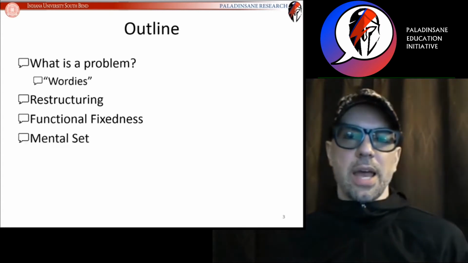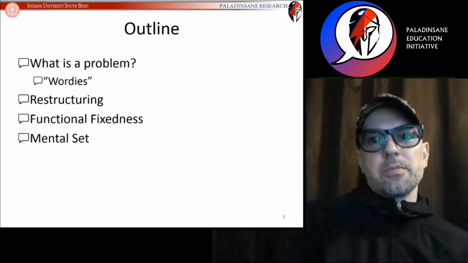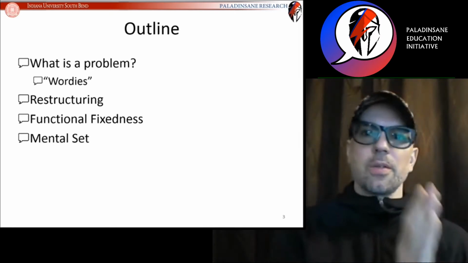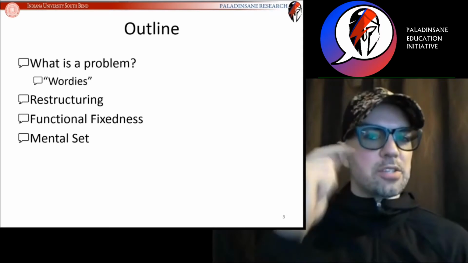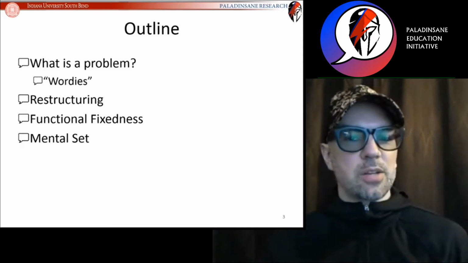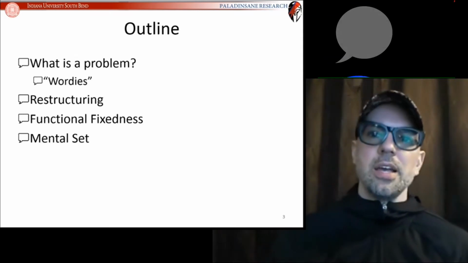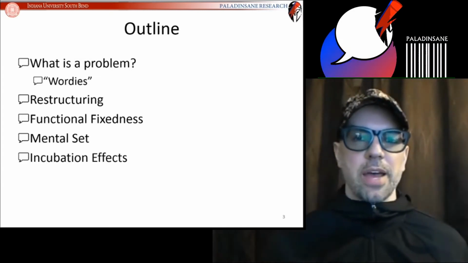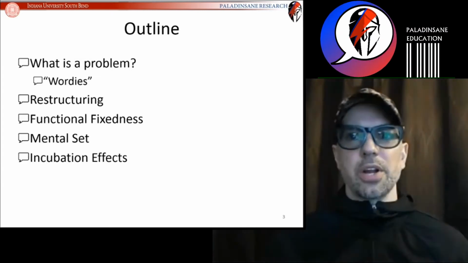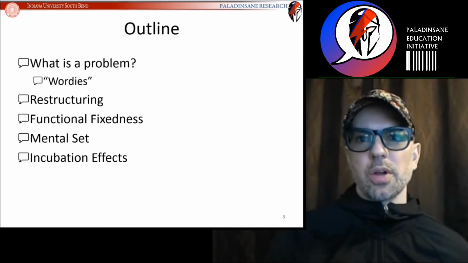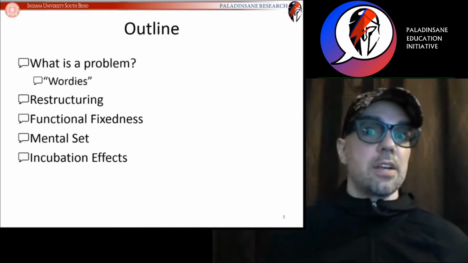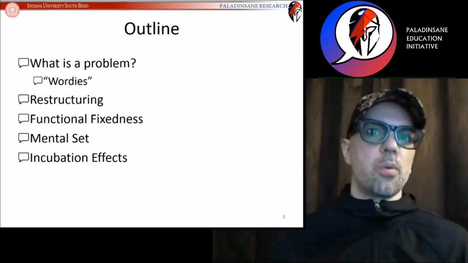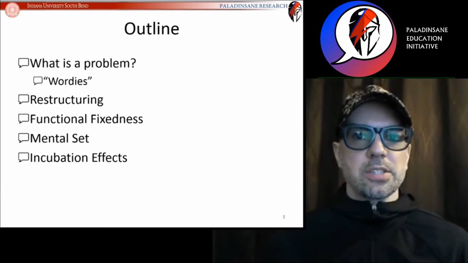Then we're going to take a look at mental set, the phenomenon where if we keep doing things in a certain way, our mind is going to want to keep doing them in that exact way, and that can hinder problem solving. And then we're going to take a look at incubation effects. This is an effect where you leave a problem that you've been struggling with, and then when you come back, all of a sudden, there's a solution. So we'll take a look at what might be going on in that situation.